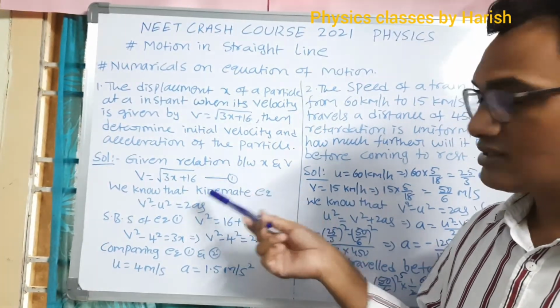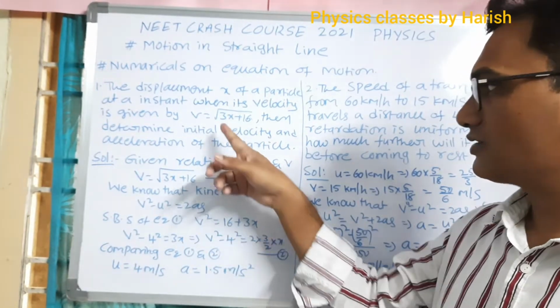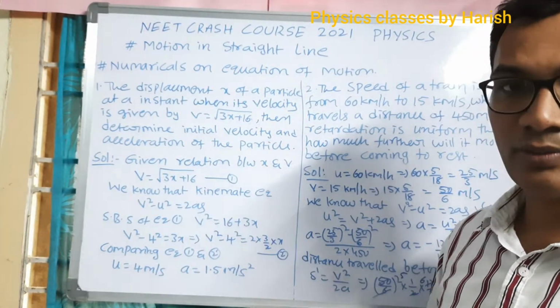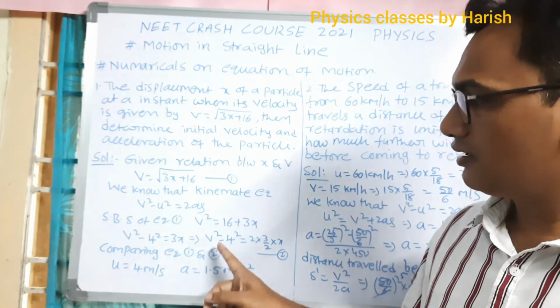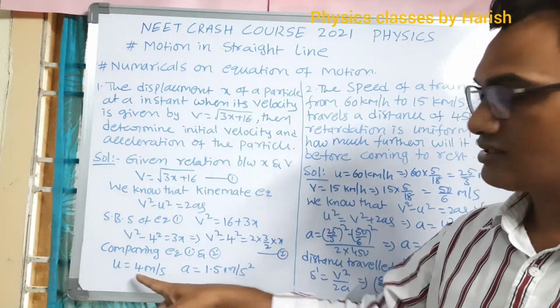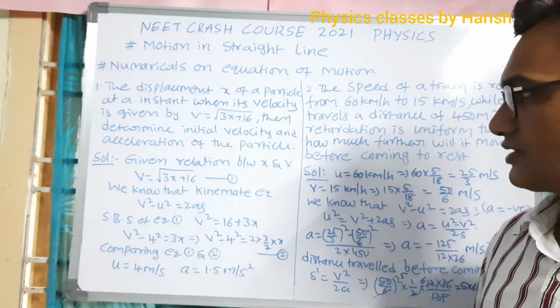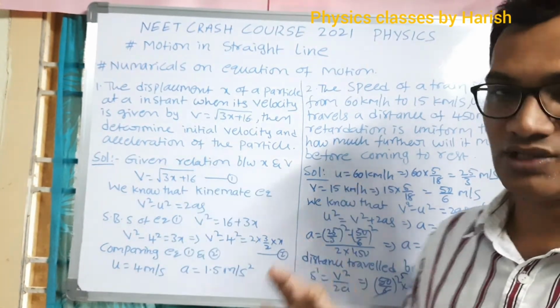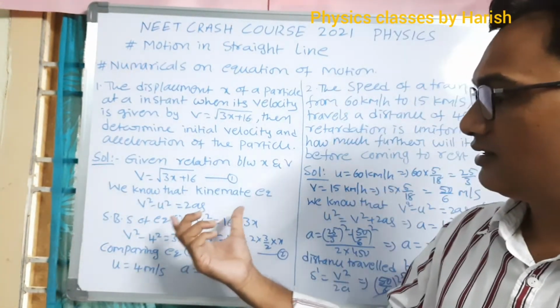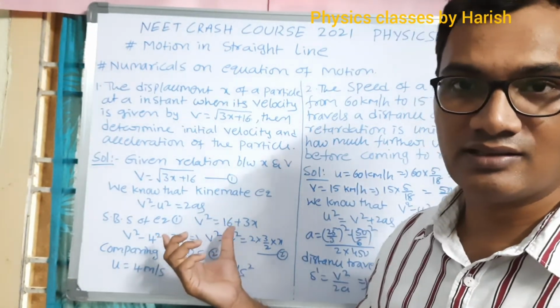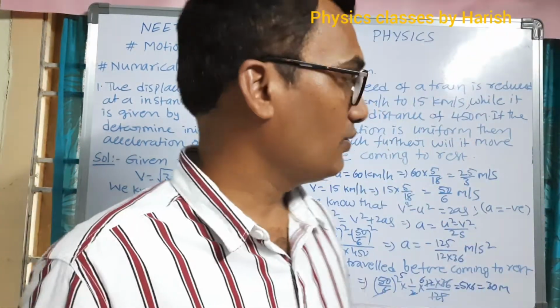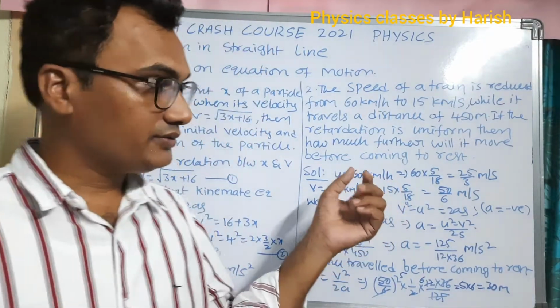So within 2 steps we can solve it: simply square both sides and compare with v square minus u square is equal to 2as. When we compare the two equations, we get u is equal to 4 and a is equal to 1.5 meter per second square. This is the solution of the first question. This type of question was asked in the previous NEET exam. Now we will go to the second question.